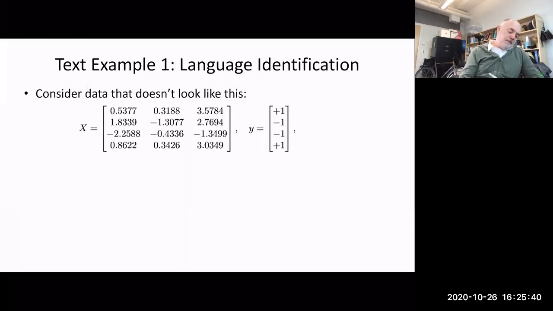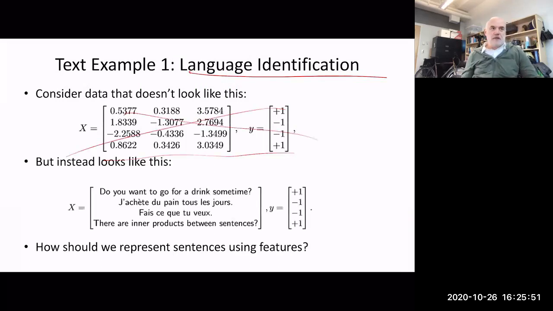Okay, so let's do some example applications that'll be a little bit fun. So let's do language identification. So we don't have data that looks like this. Instead, we have data that looks like this. So we've got a couple of English sentences and then a couple of French sentences, right? So what feature engineering should we do, Payman, to these sentences to solve this classification problem?